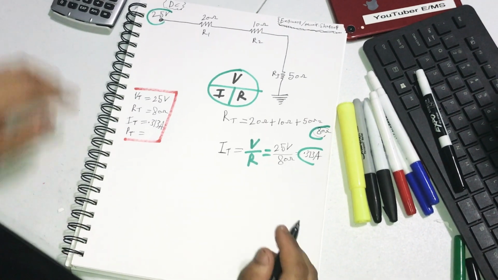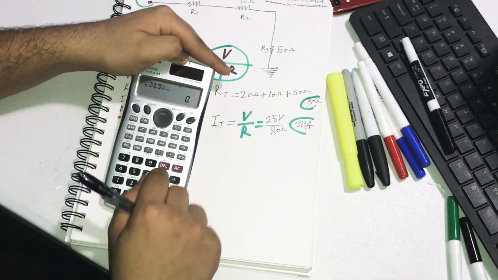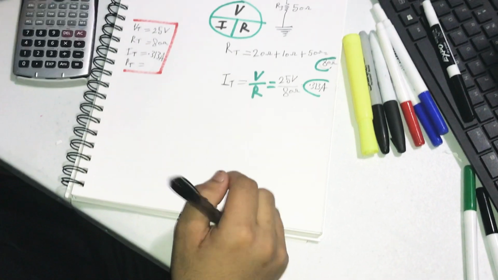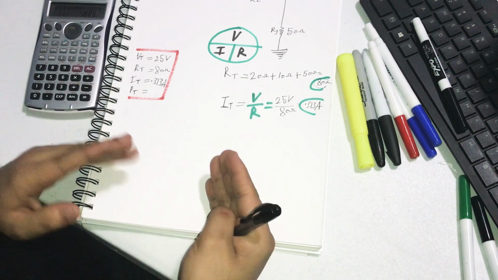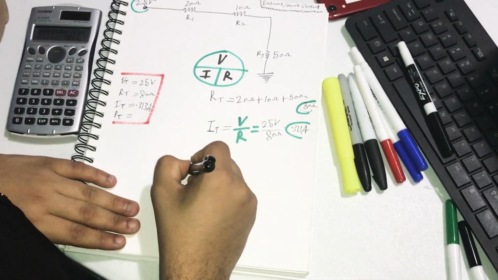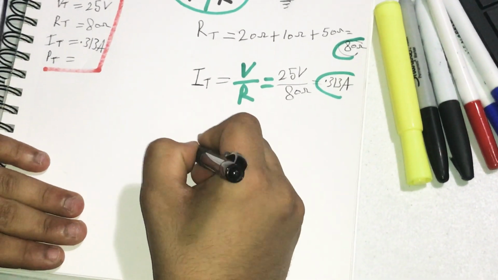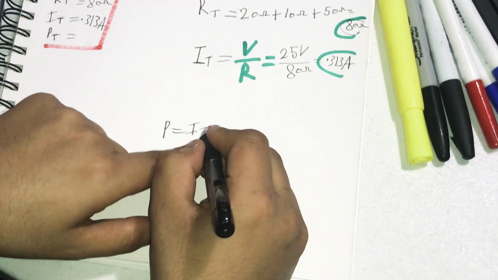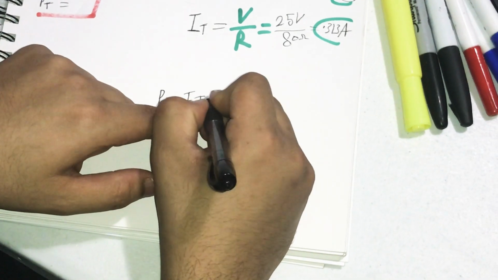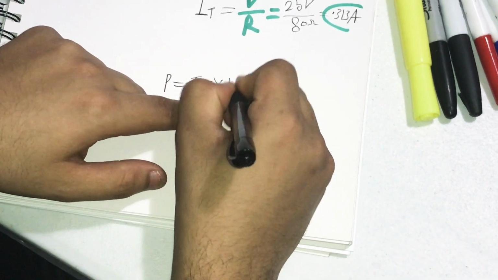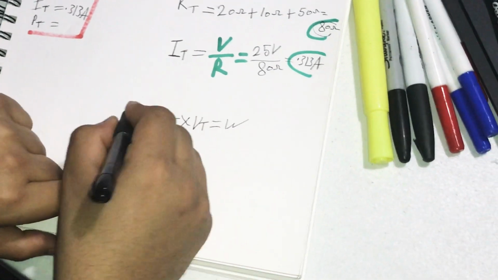How do we do this one? Let me show you how. You're going to put 0.313 times 25. You're going to put the total amps, the total current, times the total volts. So the power equals the total current, it's I, times the total volts, equals the watts. I'm sorry, I keep confusing this. That's the formula for the power.